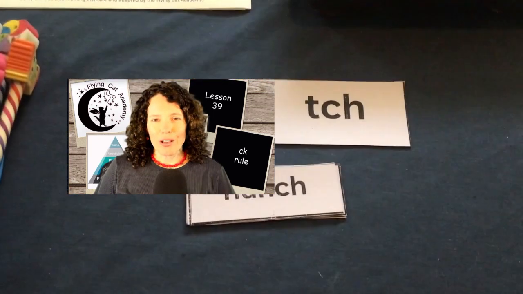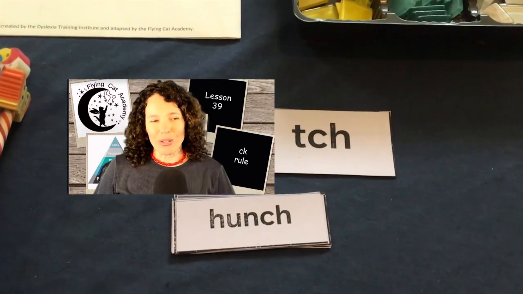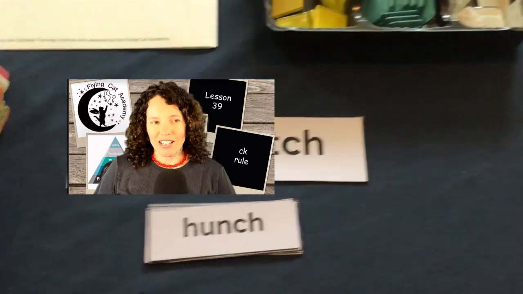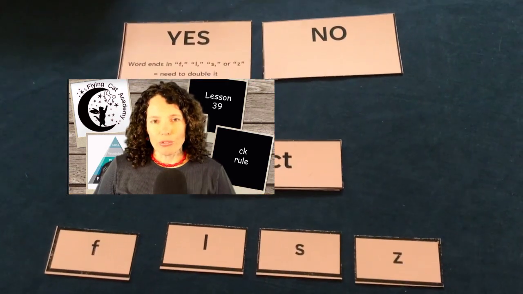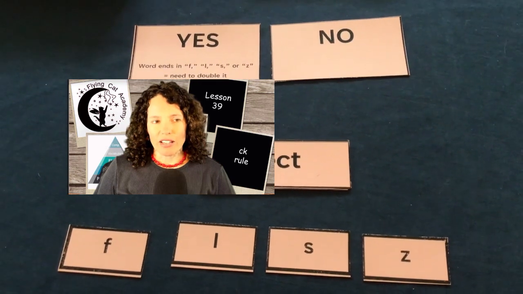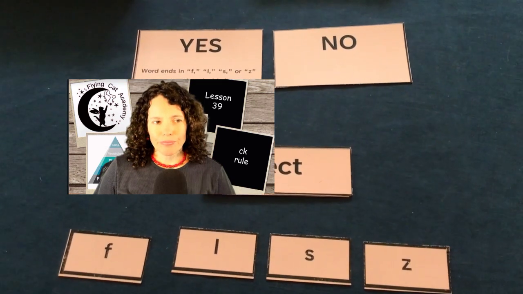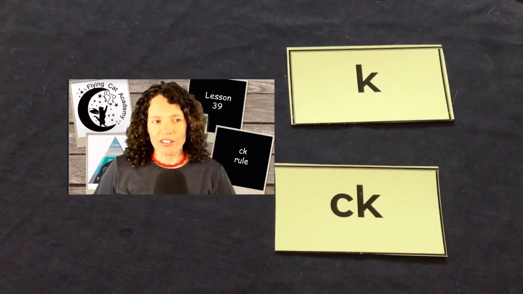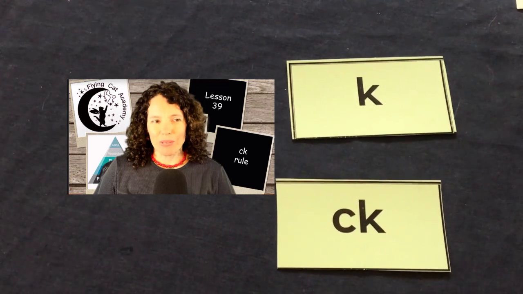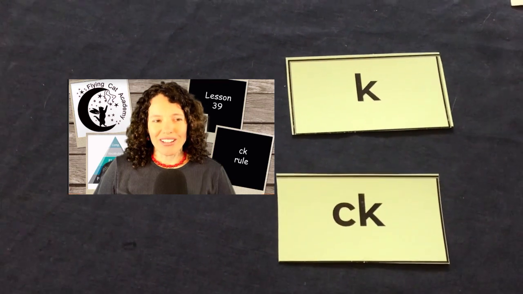In addition to all that, we'll have some sorts. So we'll have a sort for the CH-TCH relationships, and a sort for yes, no, do we double it for the FLS said doubling rule. You have to cut these ones out in advance. And we'll have a sort for K and CK. And that'll be in our new concept part of the lesson.